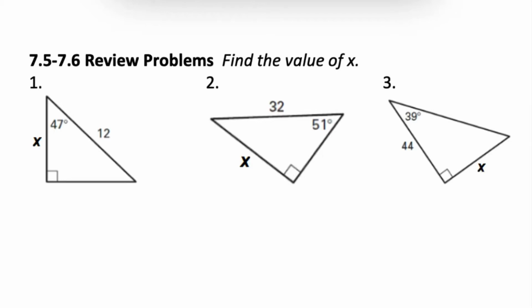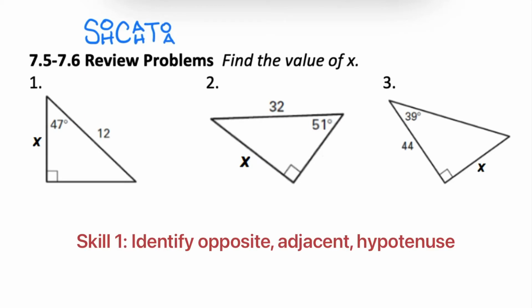So here's a little review of trig. First of all, you'd want to be able to spell SOHCAHTOA. I always write that at the top of my page. And the first skill really is being able to tell which sides are which. So hopefully you understand that the hypotenuse is across from the right angle, and then the adjacent and opposite depend on which angle is highlighted.